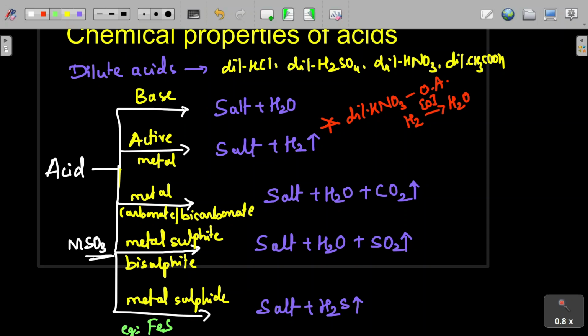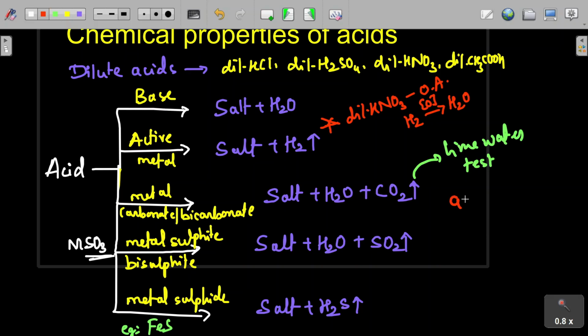And for CO2 and SO2, that's very important. For both of them, first you have to write the lime water test. So both of them will show the lime water test. What is that? It turns lime water milky. Both of them. Second part, how do you distinguish?